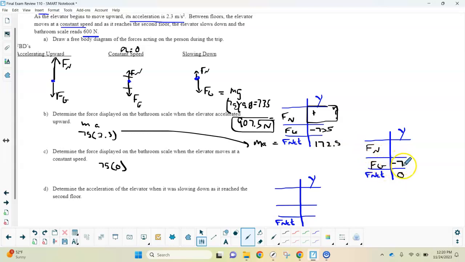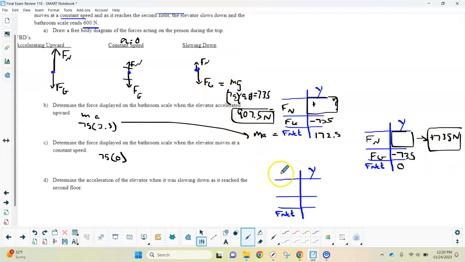So this is negative 735. So some number that we're trying to figure out plus negative 735 gets you 0. So this is just going to be a positive 735. So the normal force is completely balancing out the gravity force at that point when it's moving at a constant velocity.